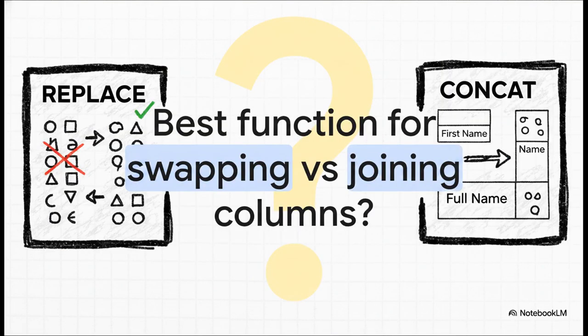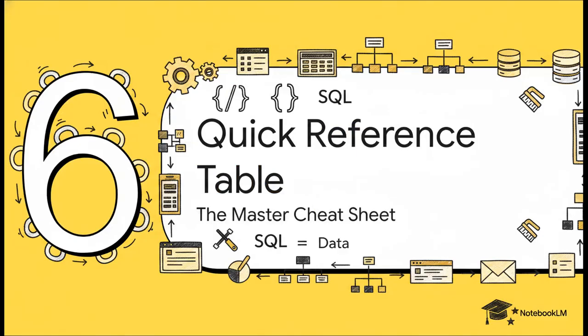To wrap up this active training loop, let's contrast these tools with one last pop quiz. Which function is best for swapping specific characters versus joining separate columns together? As we've seen, you definitely want replace for swapping out typos or old formatting, and you want concat for joining those separate columns together into one unified text block. Honestly, keeping these 2 distinct in your mind is going to save you a lot of troubleshooting time down the road. Section 6, your quick reference table, the master cheat sheet.